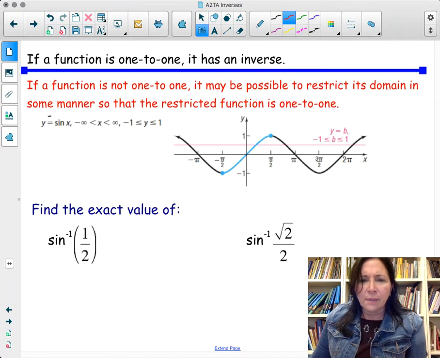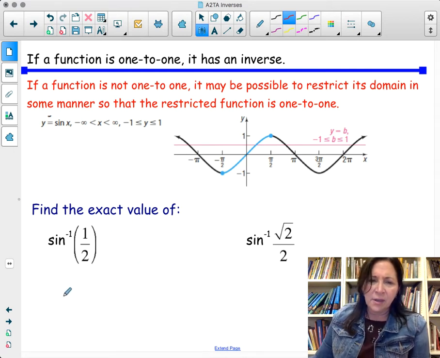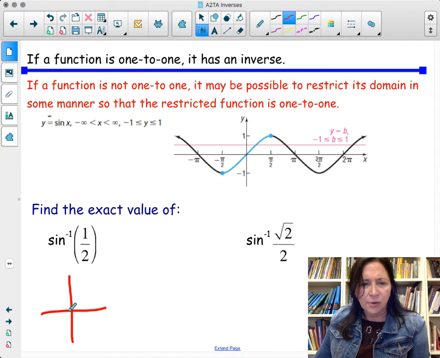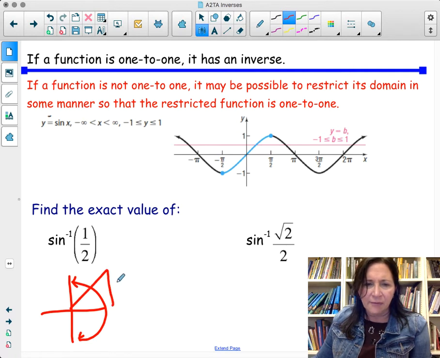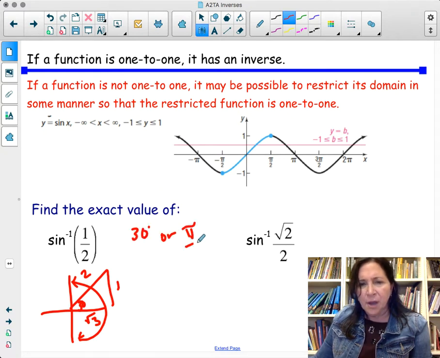So this is just another couple of examples. Where is sine a half? Sine is a half at 30 degrees or pi over 6, remember. First and fourth quadrant, that's it. So sine being a half, opposite over hypotenuse. Okay, we know that's 30 degrees. So you would say 30 degrees, or you would say pi over 6.